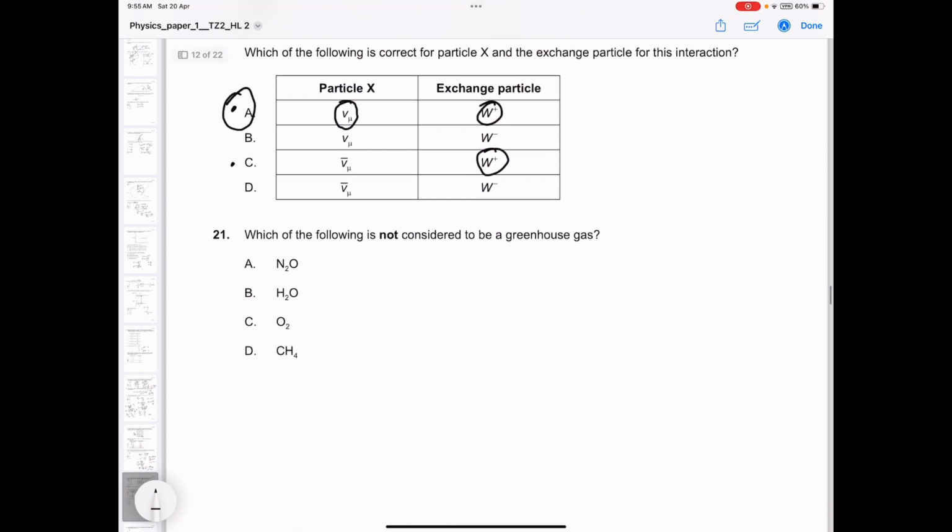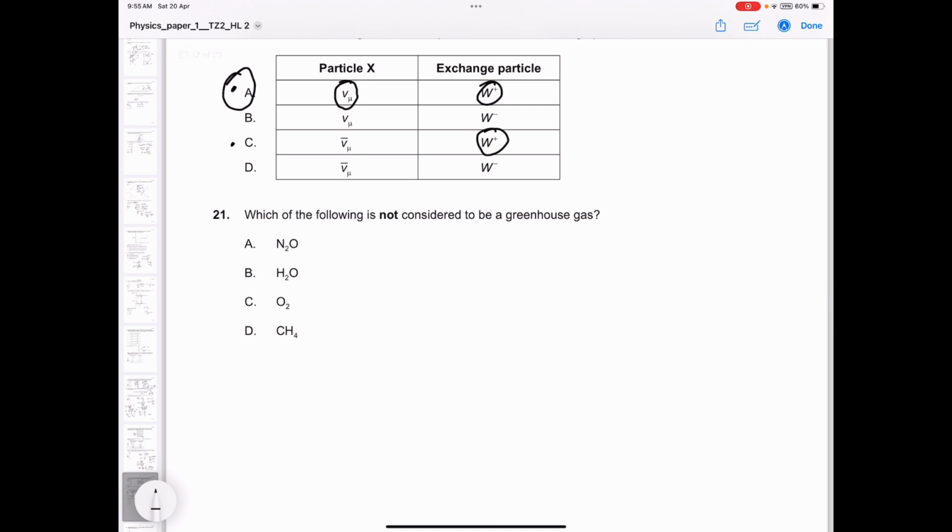Okay. Which of the following is not considered to be a greenhouse gas? Well, the answer, of course, is oxygen. This is actually quite good for us. It doesn't destroy the atmosphere. So the answer is C.